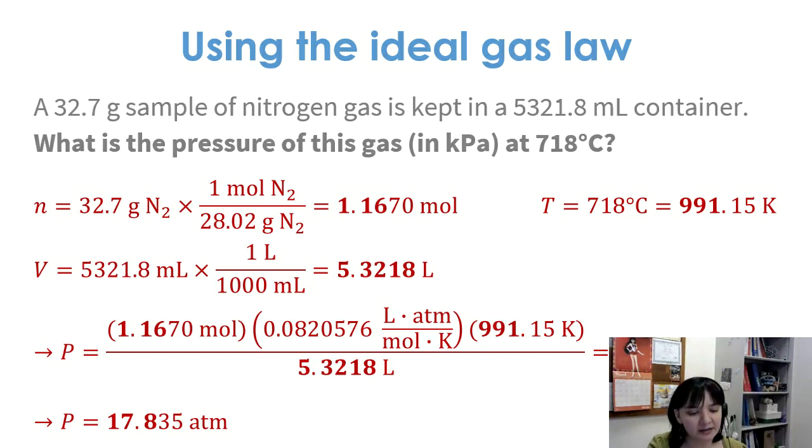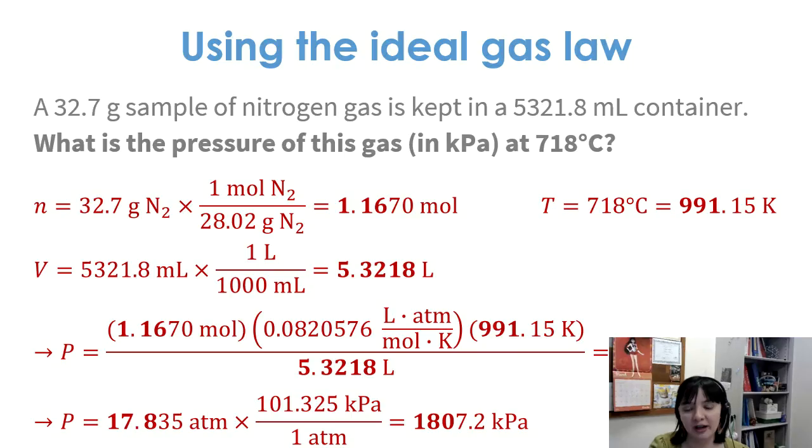I see that 1 atmosphere is equal to 101.325 kilopascals. And so completing this conversion, I'm going to get 1,807.2 kilopascals. Now, I took care here to bold my significant figures. So really, this should be 3 sig figs. And so rounding that out, I should have 1,810 kilopascals as the pressure of this gas.